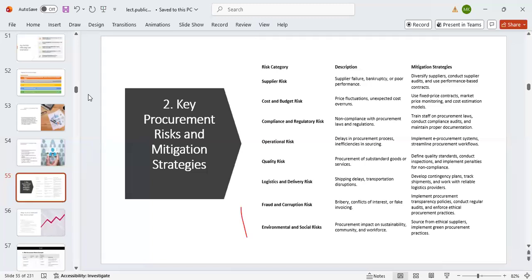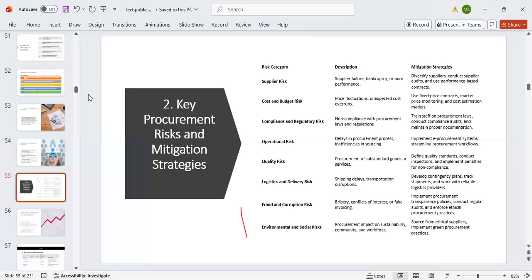What are they? The procurement risks are supplier risks, cost and budget risks, compliance and regulatory risks, operational risks, quality risks, logistics and delivery risks, fraud and corruption risks, environmental and social risks. Various descriptions and strategies to mitigate them have been put aside there. So you have to read them.